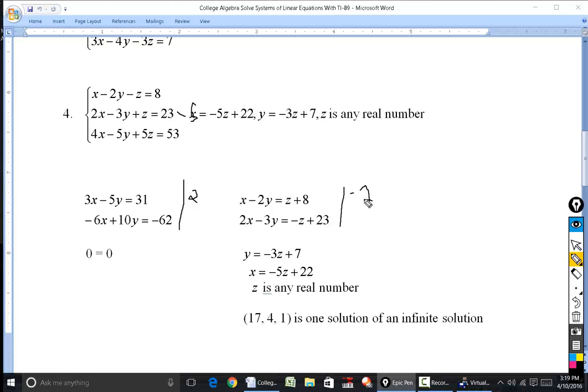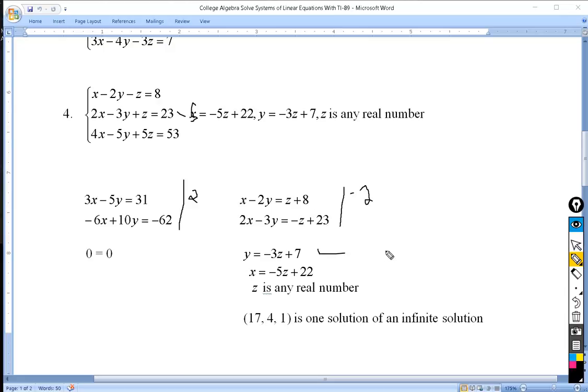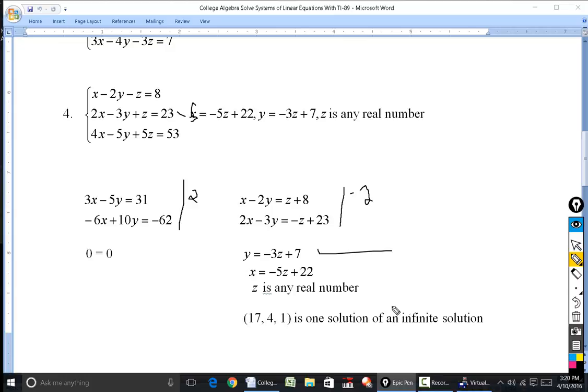Now to get the second equation for x, I could do the same thing and eliminate the y. But you could also just substitute in the second equation where you have the y, replace it by negative 3z plus 7, and solve for x, and you would get x is equal to minus 5z plus 22. Or you could substitute it into the first equation. It doesn't matter. Plug it into the first one or the second one, and you get x is equal to minus 5z plus 22, where z is any real number.